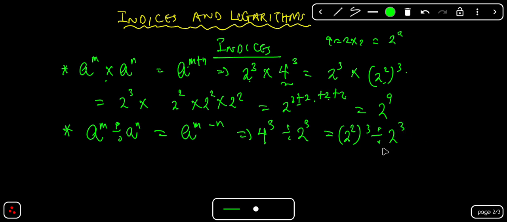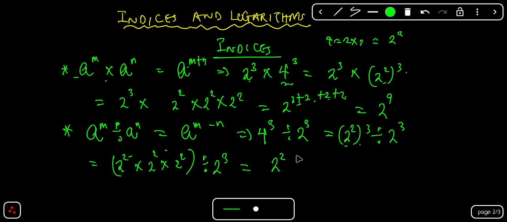Which means 2 raised to the power of 2 multiplied by 2 raised to the power of 2 multiplied by 2 raised to the power of 2, then everything divided by 2 raised to the power of 3. Okay, because we apply this law right here. So we are going to apply it now. That is, you add the index here. So we are going to have 2 raised to the power of 2 plus 2 plus 2 divided by 2 raised to the power of 3. Then 2 plus 2 plus 2 will give us 6. So we have 2 raised to the power of 6 divided by 2 raised to the power of 3.